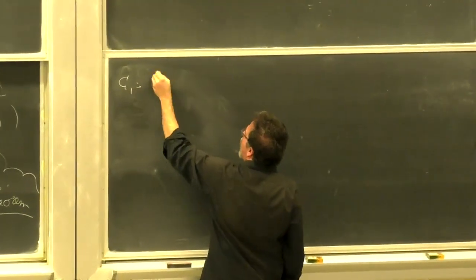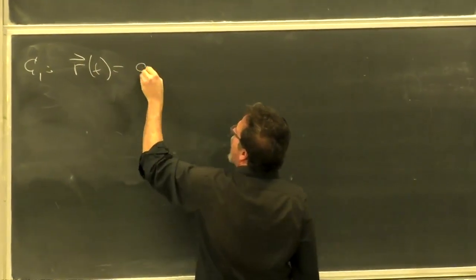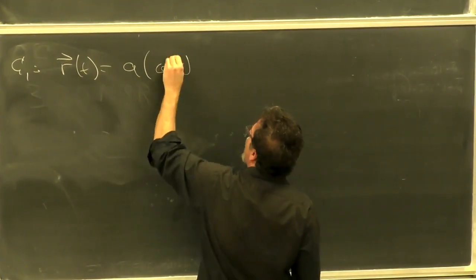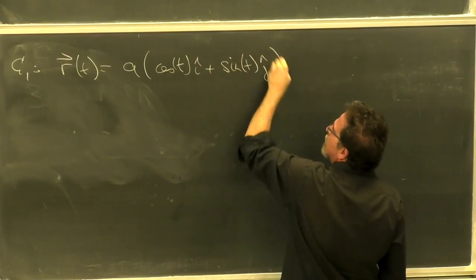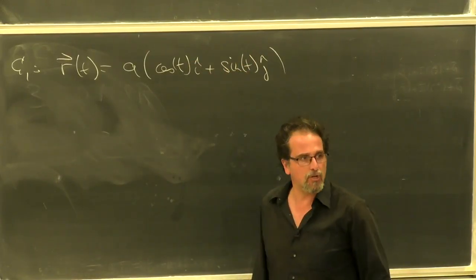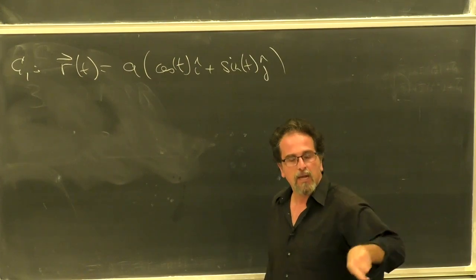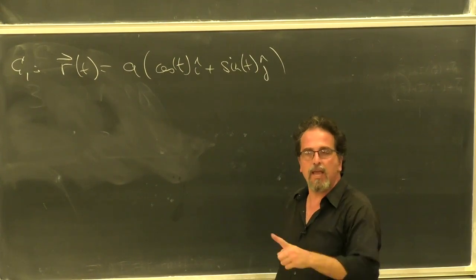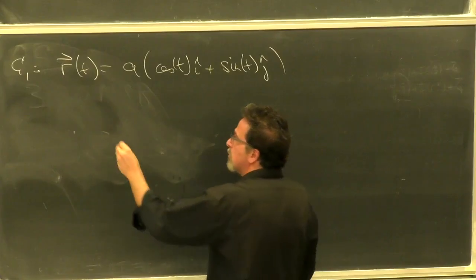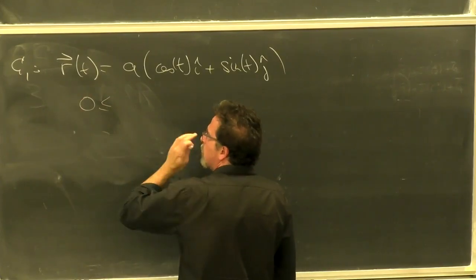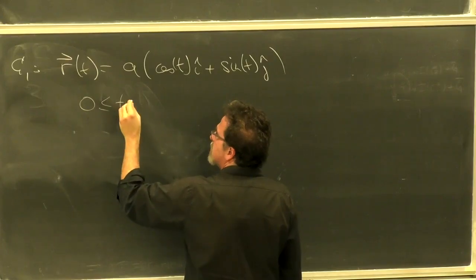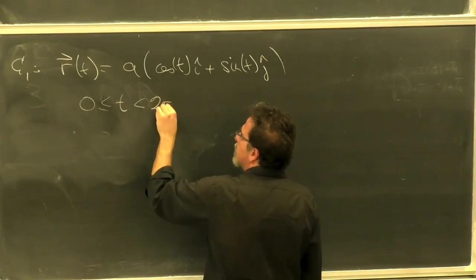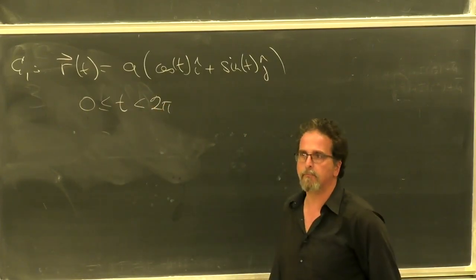Curve 1 is given by r of t is equal to a times the cosine of t i hat plus a times the sine of t j hat. That's how we parameterize the circle of radius A executed in a counterclockwise direction. So you should always say where your limits of the circle are. So it goes from 0 less than or equal to t, which is less than 2 pi. And that gets you once around the circle.